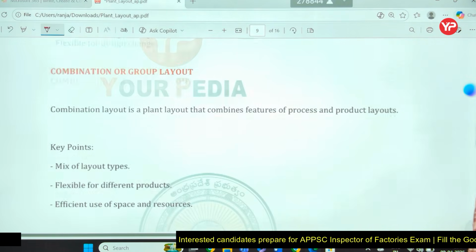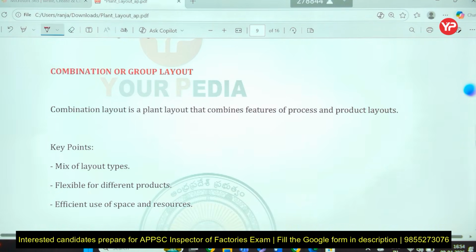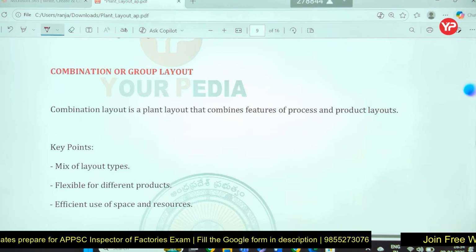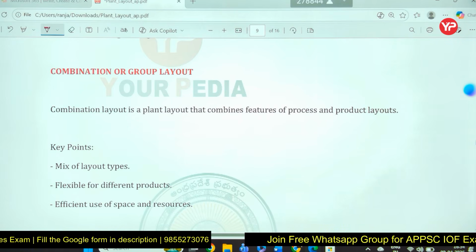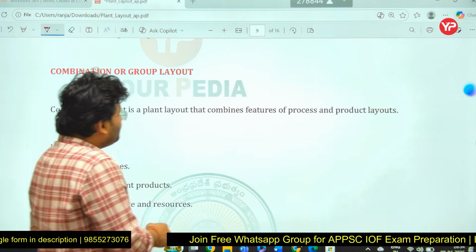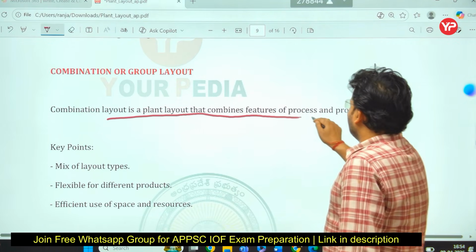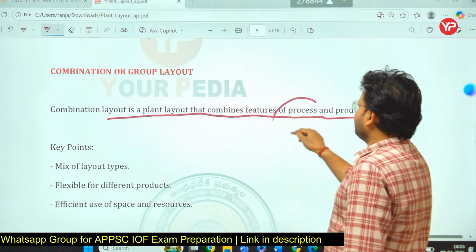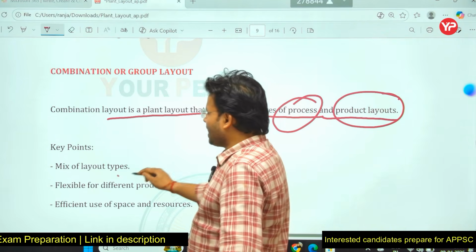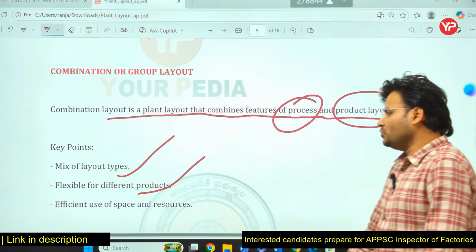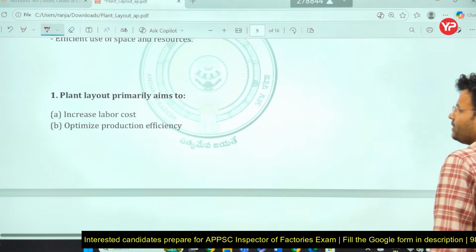Combination or group layout, dear friends. Combination or group layout basically takes all the different possibilities that we have seen above. So simply we can say it combines features of process and product layout, taking their advantages. Key point: this is one of the mixed types of layout, flexible for different products, with efficient use of space and resources. Right. So my dear friends, now let's move to the question part.